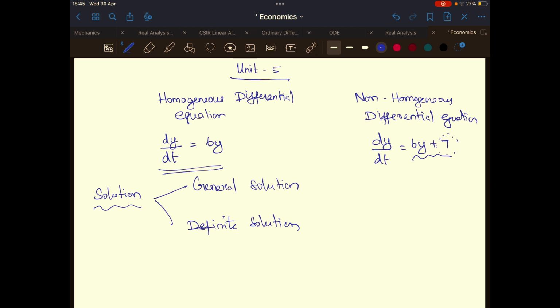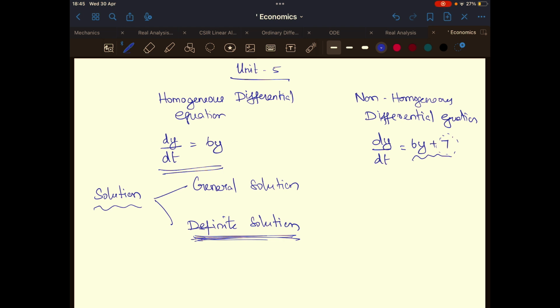Now the definite solution occurs when sometimes they have given you a value. We will see that in the problem and I'll explain it to you. Sometimes they give the value of y: when t equals this, the y value is that. If it is given in the question, then they are asking for a definite solution.